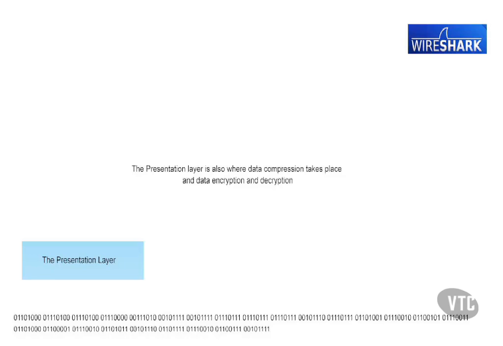In the next video, we will take a look at the application layer, which is layer 7, the final layer of the OSI model.